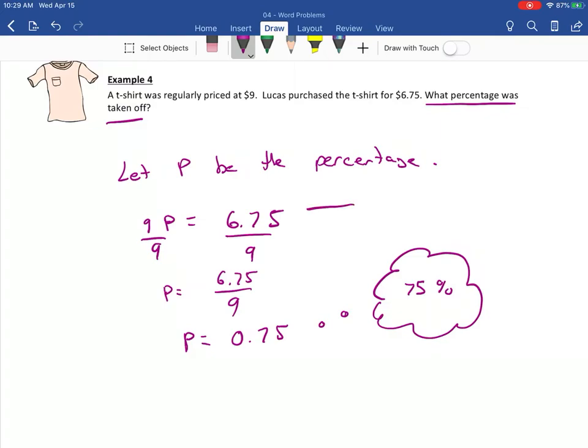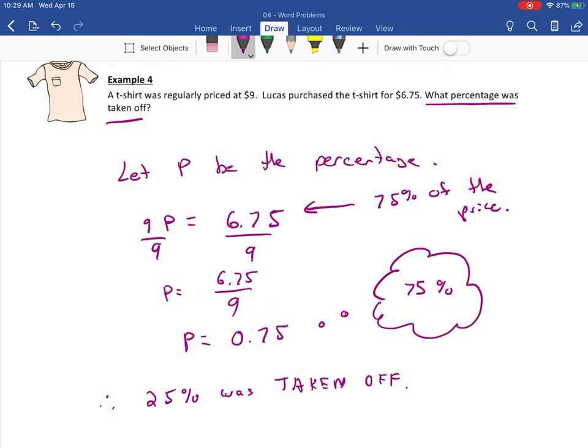You've got to think for a second and say, I got 75% of the price. So this 675 was 75% of the price. So what percentage was taken off? Therefore, 25% was taken off, giving 75% of the price.